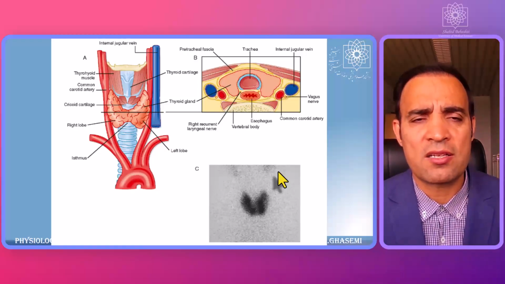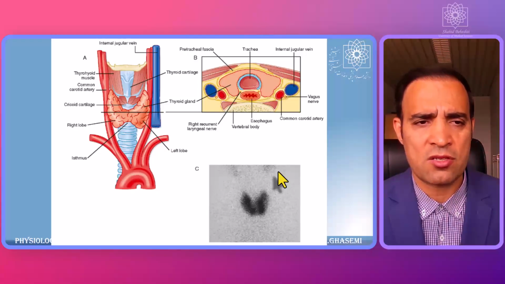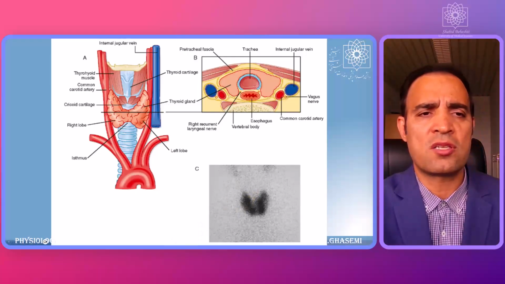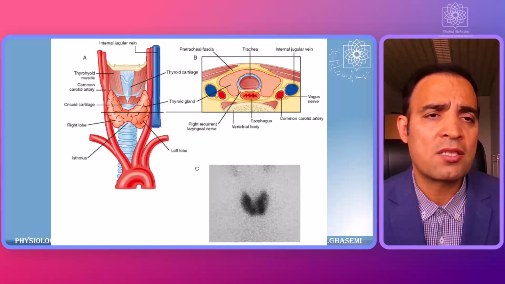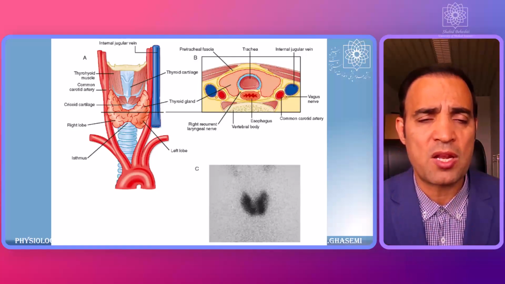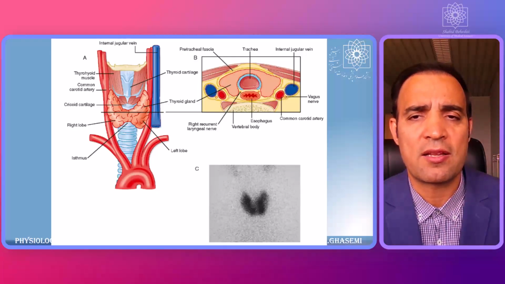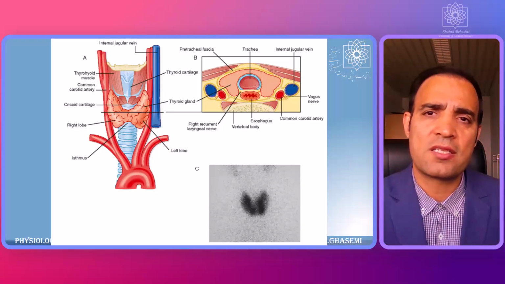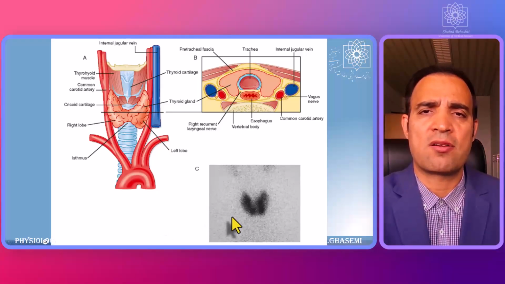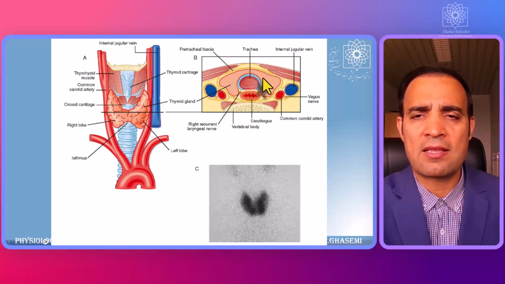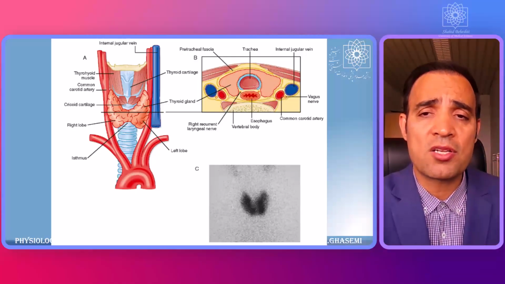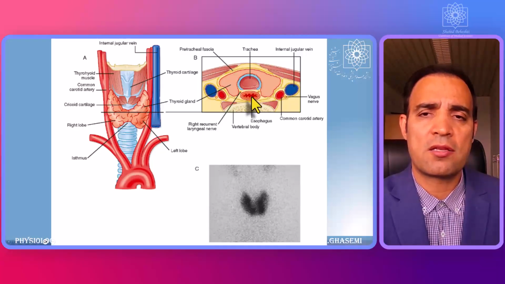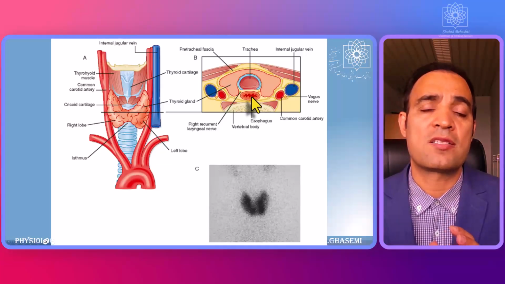This figure shows another schematic that shows the trachea, the isthmus, the right lobe and left lobe of the thyroid gland, the thyroid cartilage, and also the main blood vessels that we have around the thyroid gland. If we cross-section the neck, you can see that the trachea is located at the center, and the thyroid gland is at the anterior part. Behind the trachea, we have the esophagus that is a part of the gastrointestinal system.